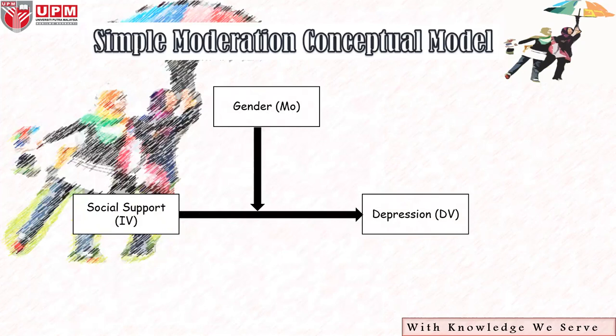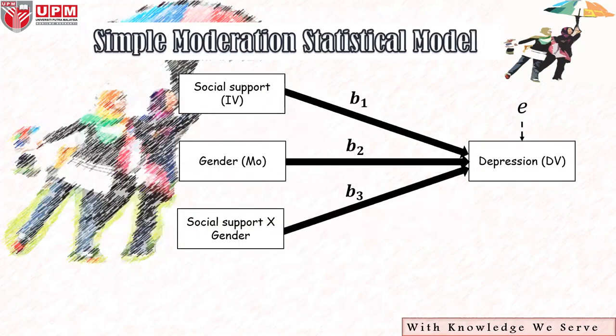So this is how our simple moderation conceptual model looks like. Sama macam yang tadi, ubah IV dengan DV sahaja. This is how the simple moderation statistical model looks. We have two main effects and one interaction effect. The first main effect is between social support and depression. The second main effect is gender and depression. Lastly, the interaction between social support and gender towards depression.